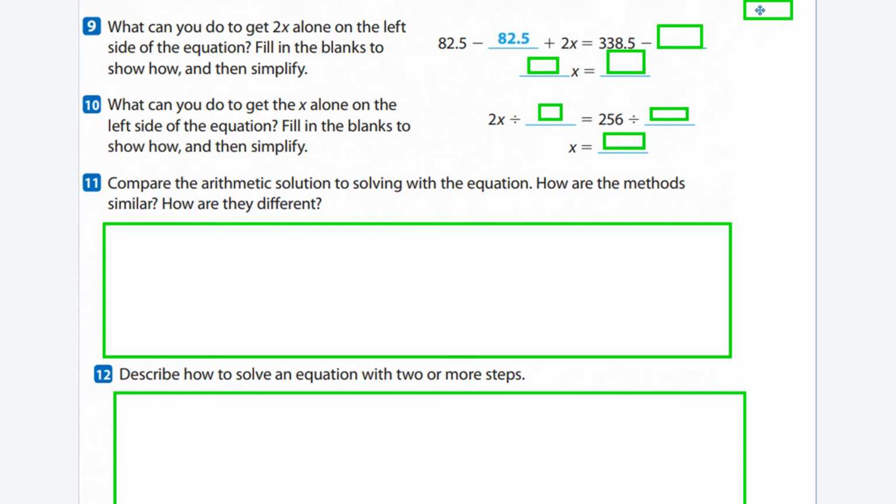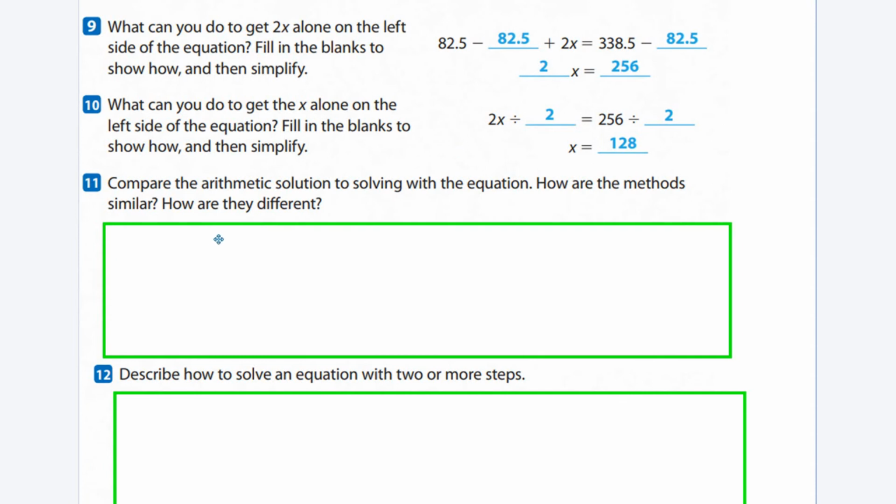Let's look at this. Question 9, if you got 82.5 minus 82.5, obviously we did that. You do it on both sides of the equation, and then you have 2x equals 256. Question 10. After that, you're going to divide by 2 to get the x by itself. And then you do whatever you do on one side of the equation to the other side. And then when you solve it, x equals 128.